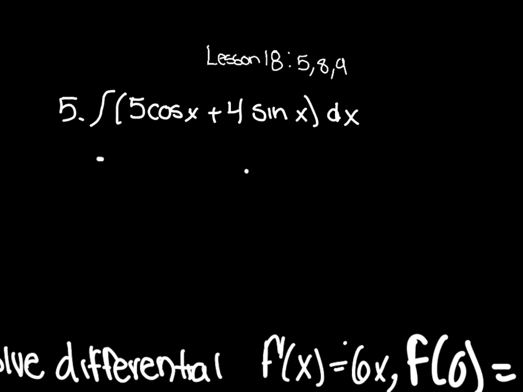Hello, good afternoon. Today we're going to be solving lesson 18, problems 5, 8, and 9. So to start off, we'll start with number 5, which is asking us to take the antiderivative, or the integral, of 5 cosine x plus 4 sine of x dx.